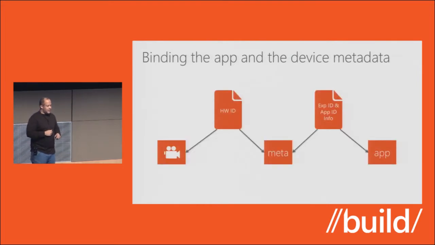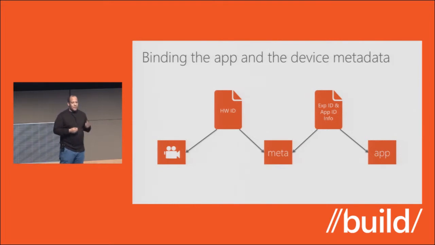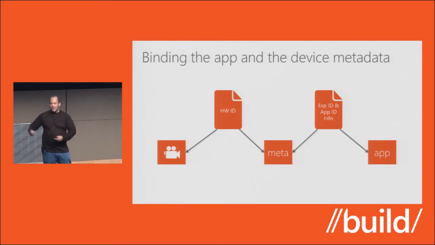So here's a representation of the whole thing. You have metadata in the center. It contains references to the hardware via the hardware ID. It contains references to the application via the application info. And the application info, the app, and the metadata contain this experience ID that binds them together.